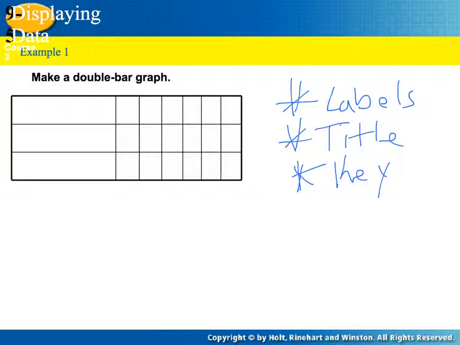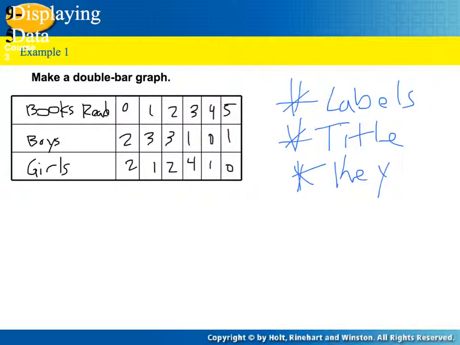Here is what I want you to graph about. So you're graphing about books read between boys and girls, and your books read are on top, up here, 1 through 5, and the number of boys that read 0 through 5 are right through here, and the girls who read 0 through 5 are right on the bottom. Okay, so what I want you to do is come up with a double bar graph. Make sure that you get your labels, your title, and your key. Labels, title, and your key, then make your double bar graphs. And go.